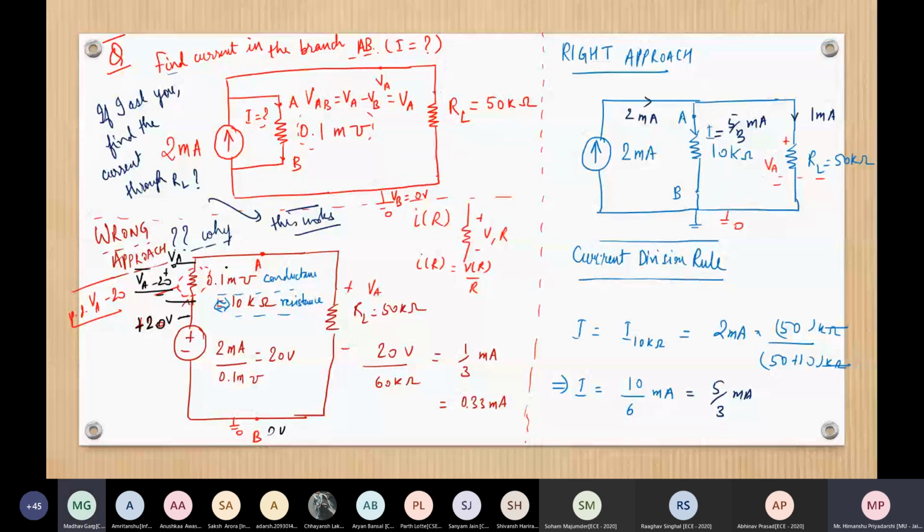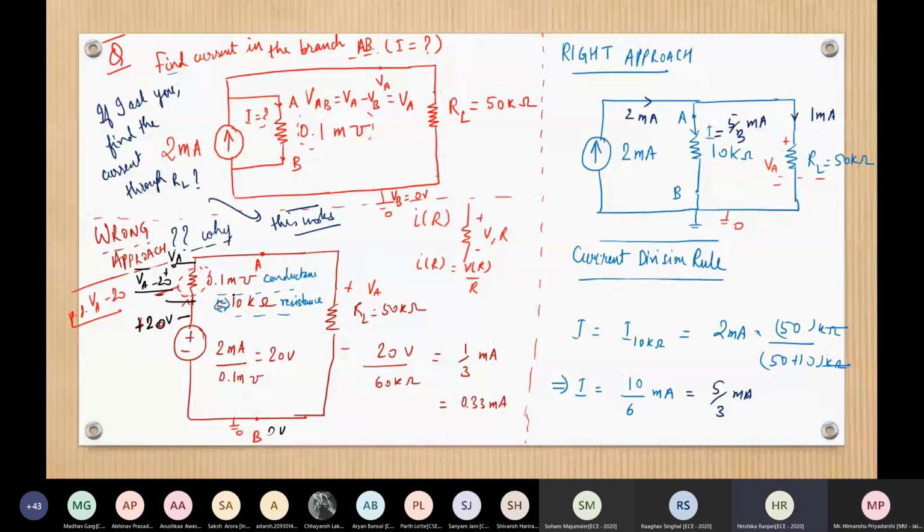By doing this transformation, it is perfectly legal if you want to find the current through RL, because nothing has changed for RL, but for this resistor things have changed, the voltage has changed. Okay, clear? Do I need to explain again? No, sir. Got it, sir.